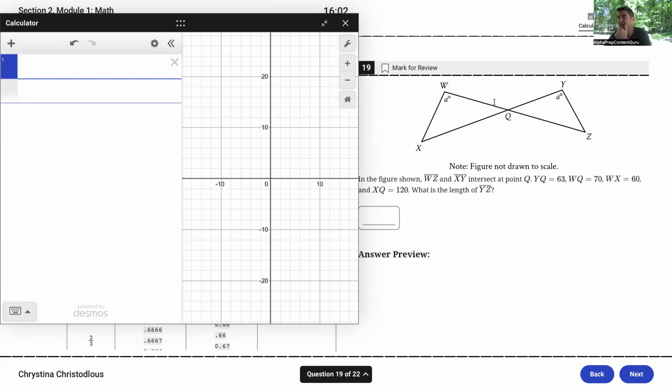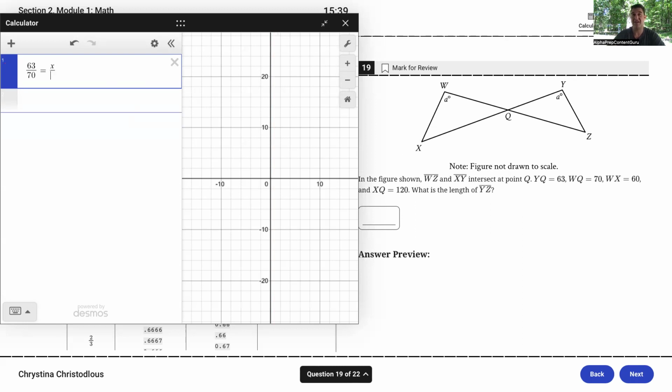WQ is 70. So there's a scale factor, 63 to 70, like small over big. Then it says WX is 60, XQ is 120, YZ is what we're looking for. So this side and this side are in the same place. I'm going to go ahead and say equals X divided by, because X is what I'm looking for.